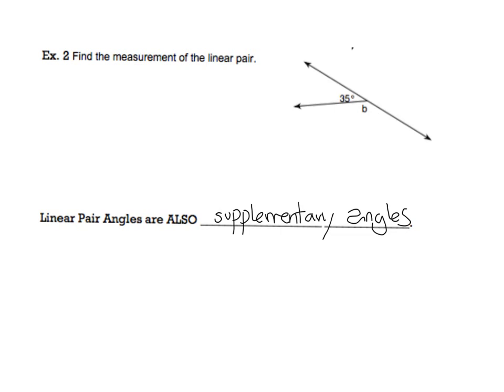And find the measurement of the linear pair. This one is a piece of cake, piece of pie. All you have to do is 180 minus 35, and you get 145 degrees. Remember, linear pair angles are also supplementary.